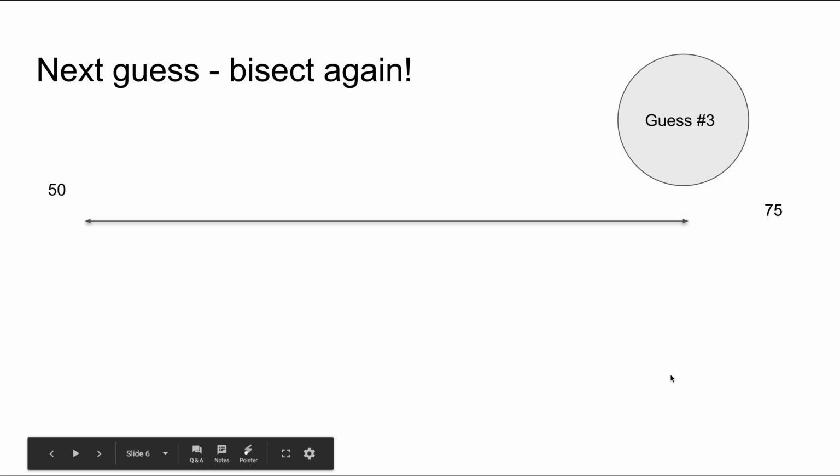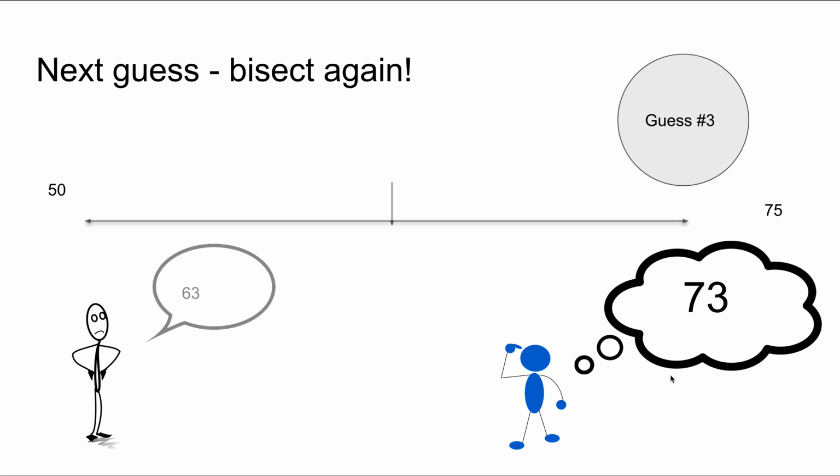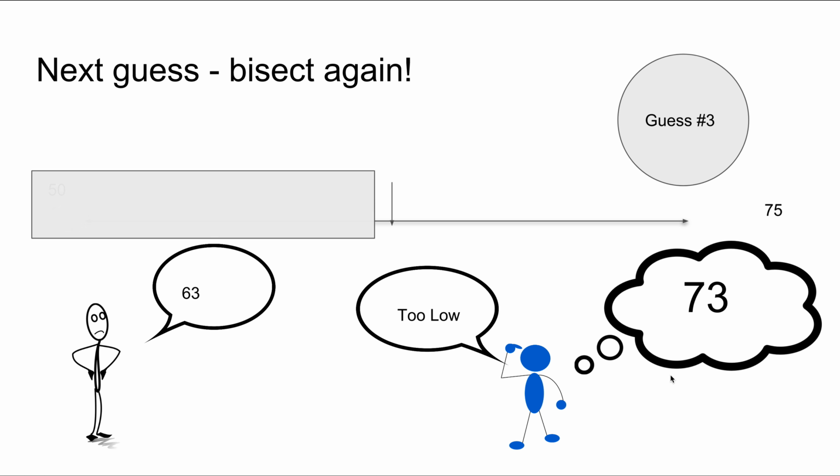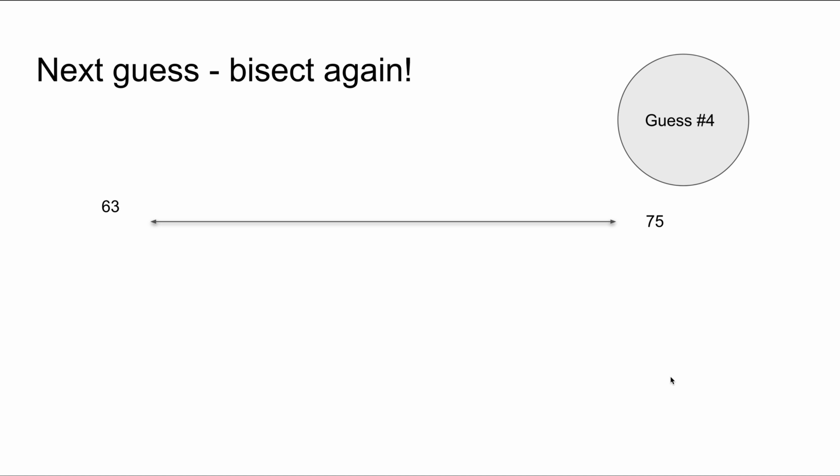Now, guess number 3, you're going to pick halfway between 50 and 75, which is 63. It's actually 62.5, but we're going to round it up to 63 because it's going to be an even number. And once we guess 63, we're going to get the feedback of too low. But look what happens. Now we get 50 to 63 out of there, and this next number is between 63 and 75. So if we're halfway between 63 and 75, we're going to bisect again. This is only guess number 4. We're just over halfway to our goal.